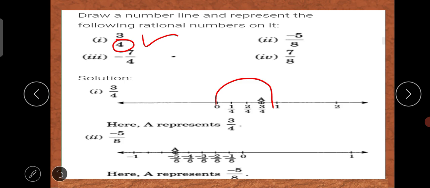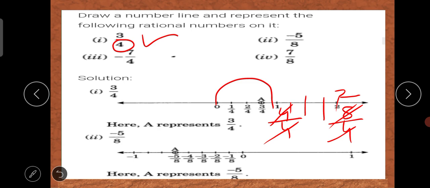So when it is 4 upon 4 and we cancel it, then only we get 1. In the same way, we get 2 when it is 8 upon 4; when we cancel that we get 2. That means here again 4 lines are there: 1, 2, 3 and the last one is 4. If 1 means 4 upon 4, then it will be 5 upon 4, 6 upon 4 and 7 upon 4. Now in the question they told us to mark 3 upon 4.